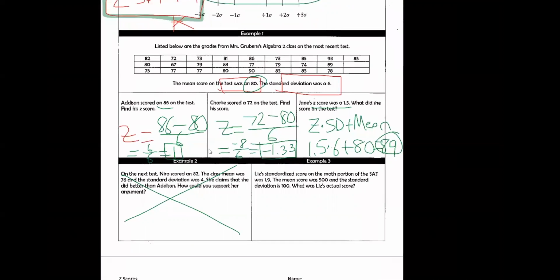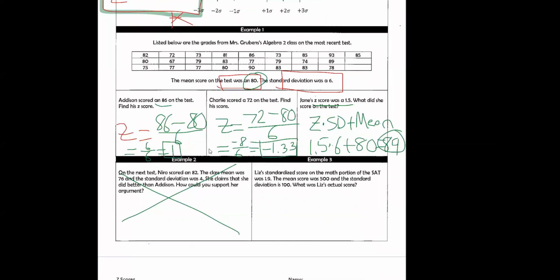But for this next one, we'll look at this one. It's pretty much its own question. It says Liz's standardized score on the math portion of the SAT was 1.9. That's the z-score. They tell us the mean and the standard deviation. They want us to find her actual score. So we're still using this formula we just used in the last problem.